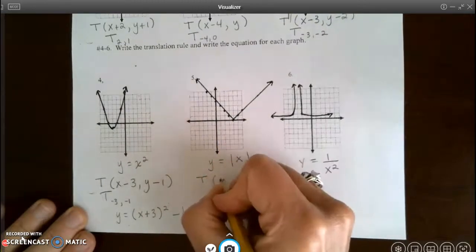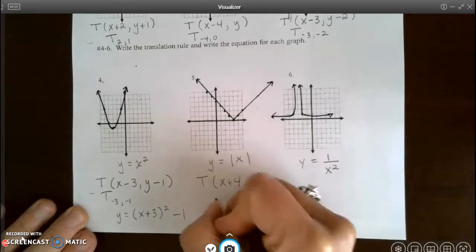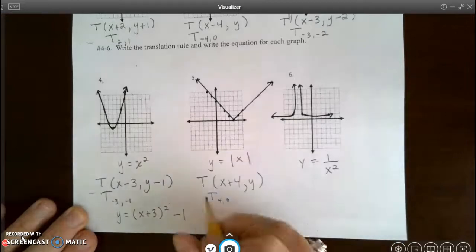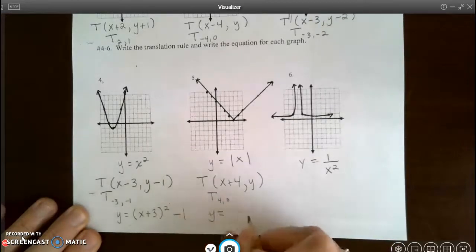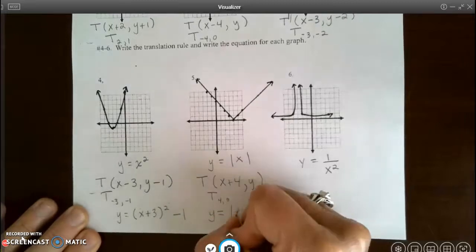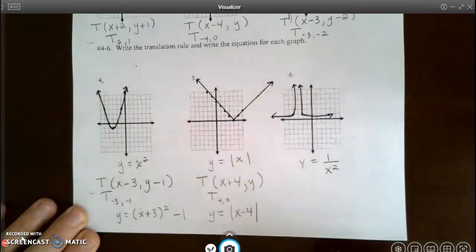All right, for number 5, I notice that my translation rule, x is moved 1, 2, 3, 4 to the right, so x plus 4. And I didn't move it at all on the y. I could also think of that as 4, 0. When I go to write my equation, y equals the absolute value. Since the rule says plus 4, the equation has to say minus 4. And then nothing on the end. If you want to put plus 0 as a placeholder, you can.